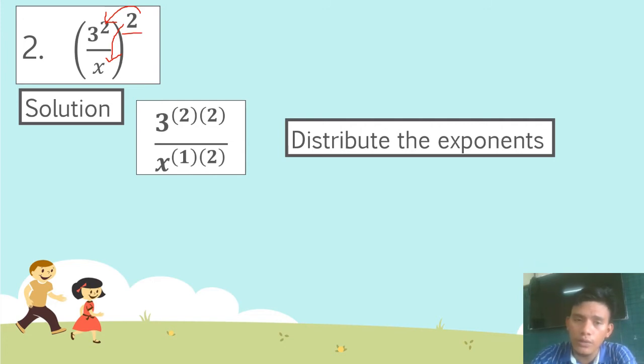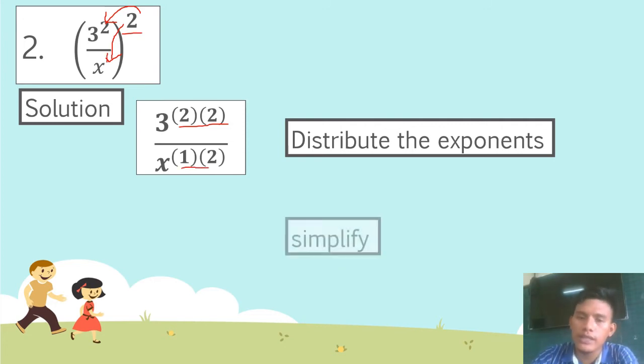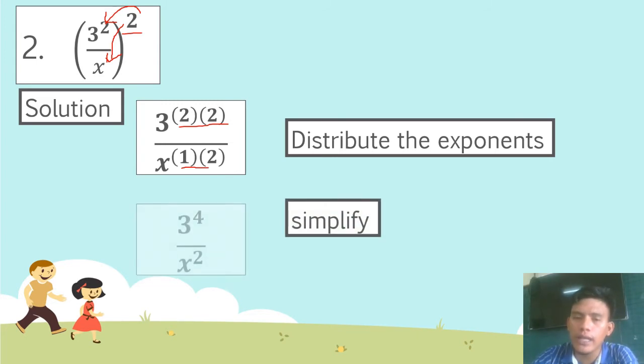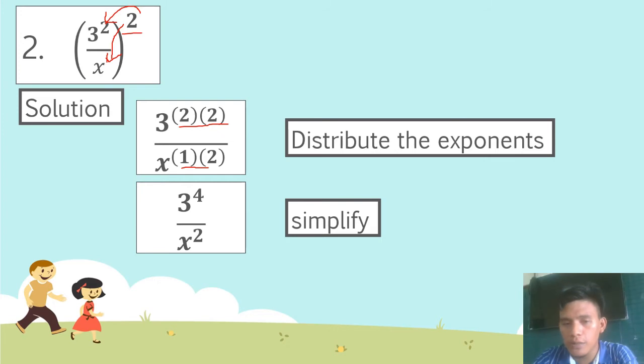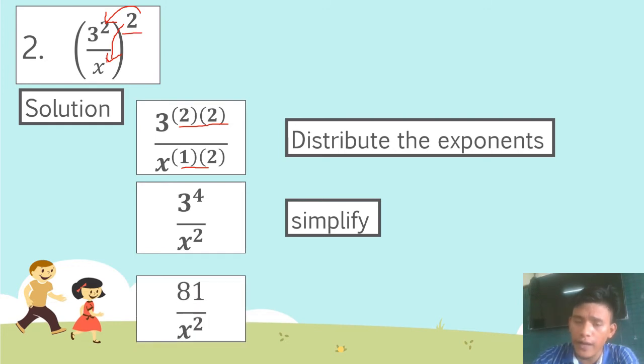So 2 times 2, and also x has an exponent of 1. So 1 times 2. Then simplify. 2 times 2, and that is 3 to the exponent of 4 over x, 1 times 2, and that is 2. So 3 raised to the exponent of 4 over x raised to the exponent of 2. 3 raised to the exponent of 4 can still be simplified, and that is 81 over x raised to 2.